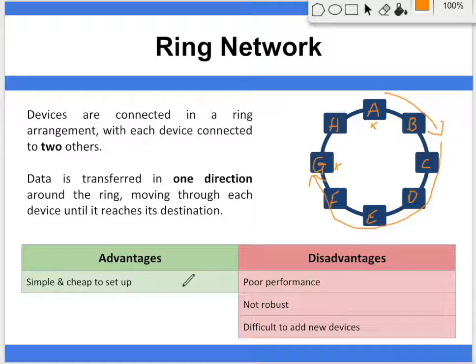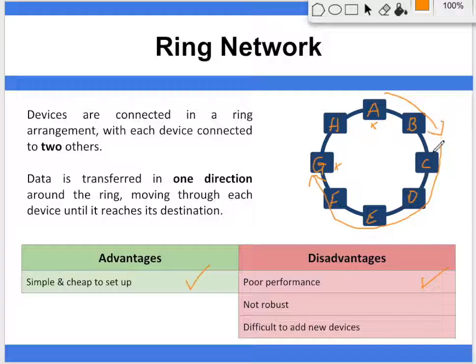They're very cheap and simple to set up. One cable, connect the devices in. Again, it's poor performance, a bit like a bus topology, in that the more devices you add onto this cable, the slower it's going to go. Could you imagine if you've got 300 devices on here and you want to communicate from device one all the way around to device 275? It's going to take a long time.